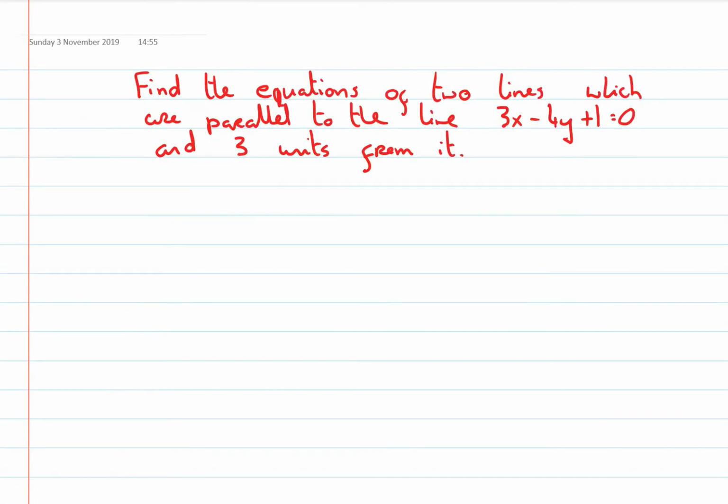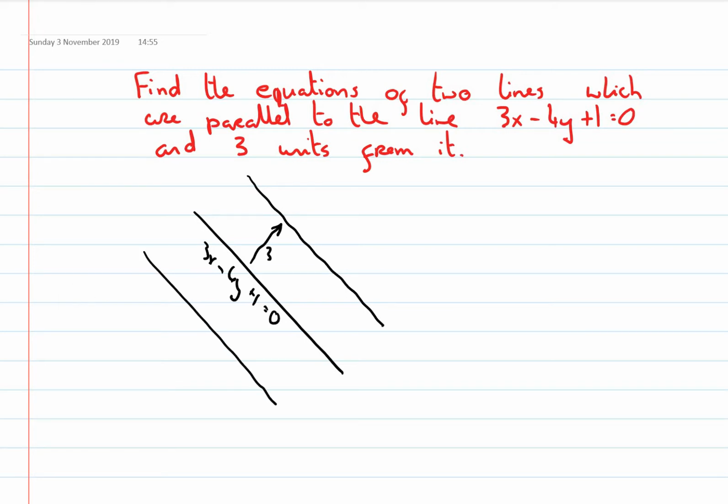Okay, next question. It says find the equation of two lines which are parallel to the line 3x minus 4y plus 1 equals 0 and are 3 units from it. We're just going to sketch that out. So here's that line, 3x minus 4y plus 1 equals 0. Now two lines parallel to that and are 3 units from it. Well, that must mean the one line would be 3 units this side of it. So it would be here. It's 3 units that side. The other is going to be 3 units this side of it.